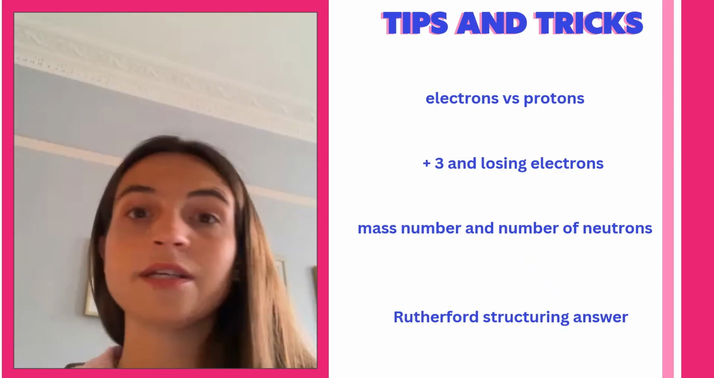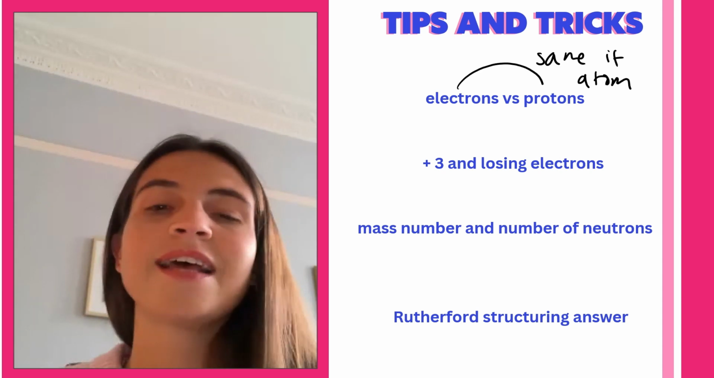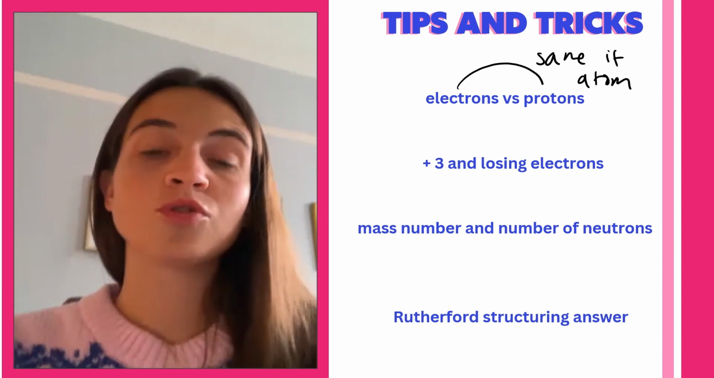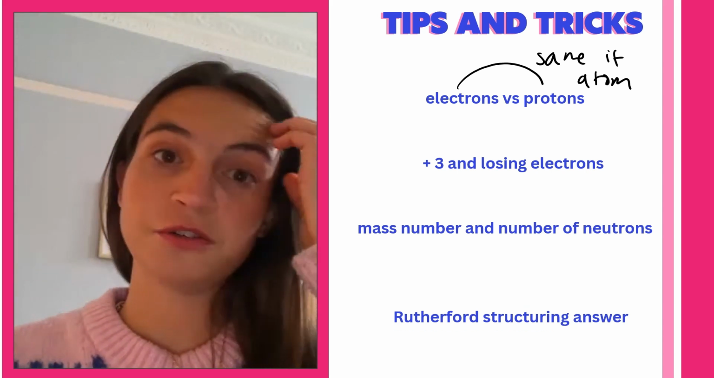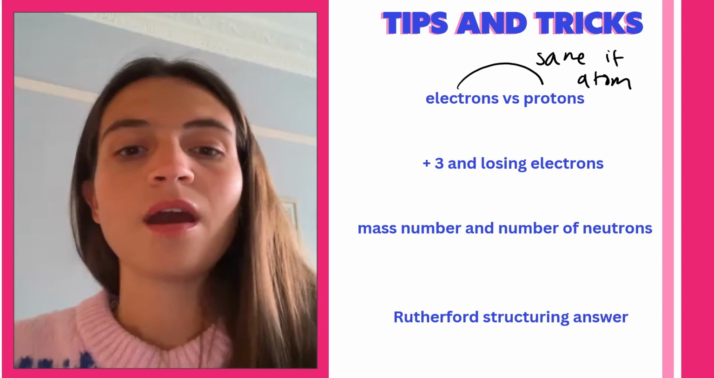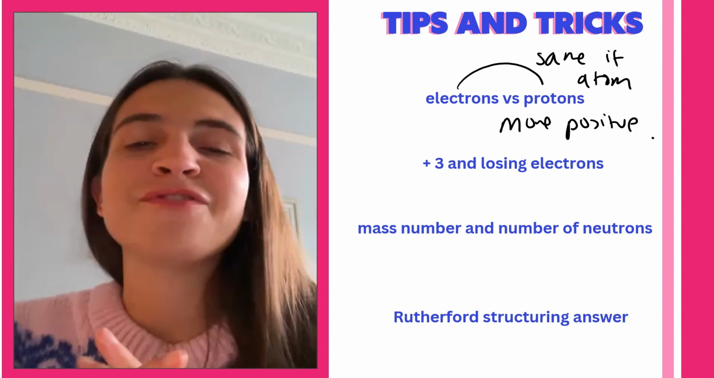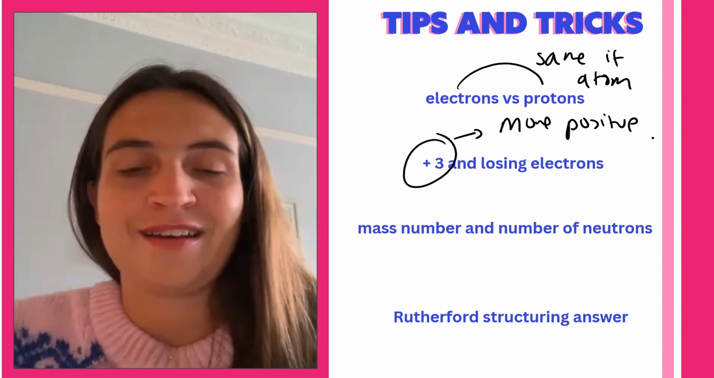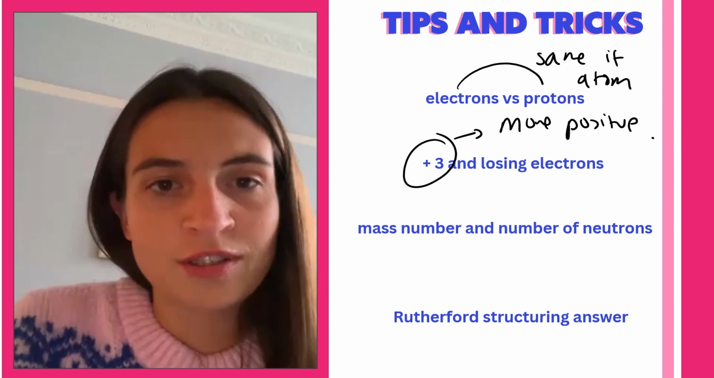Okay, finally some tips and tricks for this section. So electrons versus protons, they are the same if you are talking about an atom, i.e. there's the same number of them because it is neutral, so just remember that. +3 and losing electrons, don't get this the wrong way round. If you become more positive, like your charge becomes +3, that is because you have lost electrons.